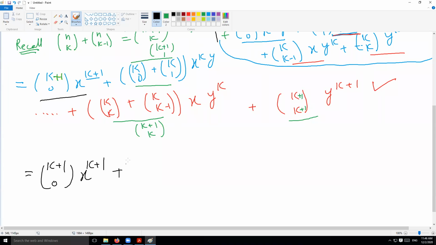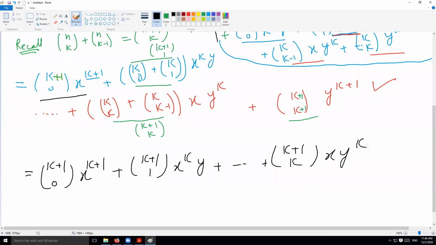And the second term is (k+1 choose 1) x^k y, and so on and so forth. The second last term is (k+1 choose k) x y^k. And the last term is (k+1 choose k+1) y^(k+1). And we are happy. That's really the proof of the binomial theorem through mathematical induction.